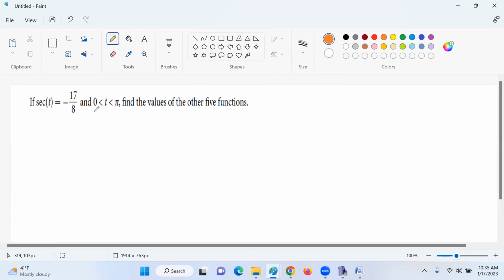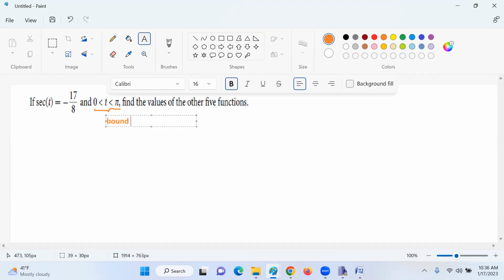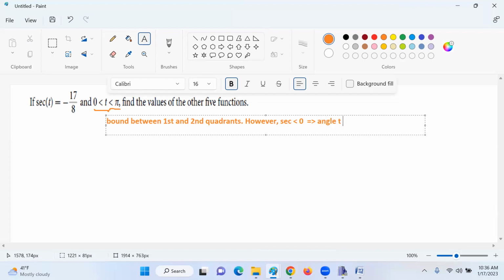Now, this is like 0 and pi. It's basically bounded between the first and the second quadrant. However, the secant is less than 0. So remember, in the first quadrant, all of them are positive. So basically, the angle will be in the second quadrant. So the angle t will be in the second quadrant, or quadrant 2.